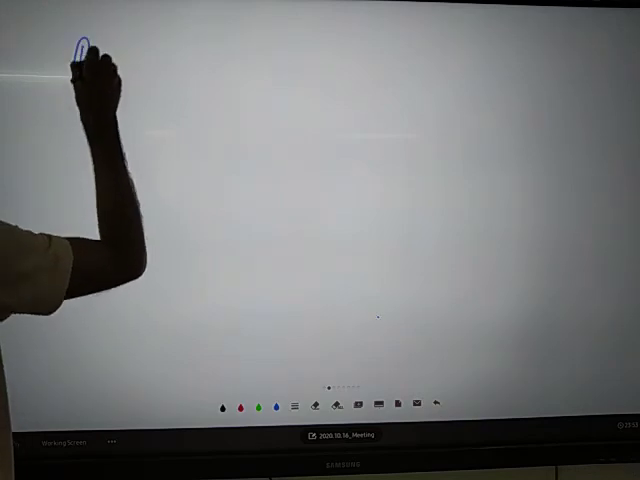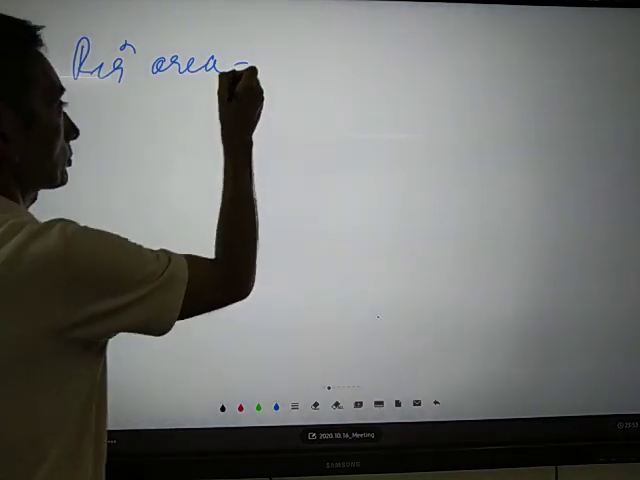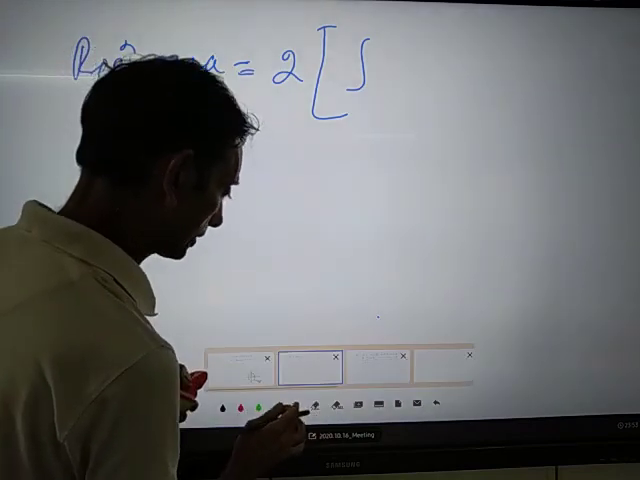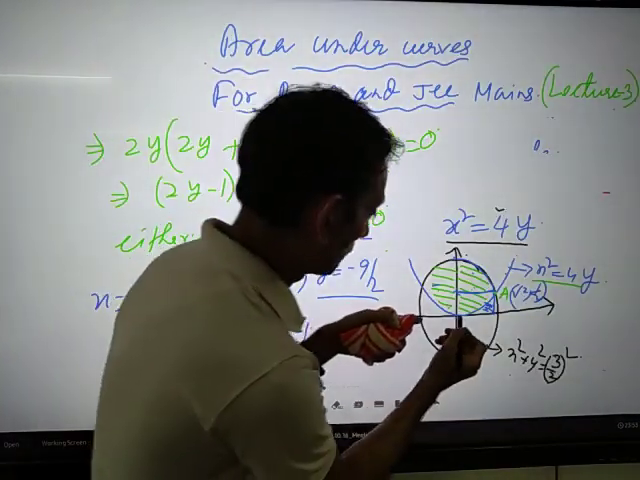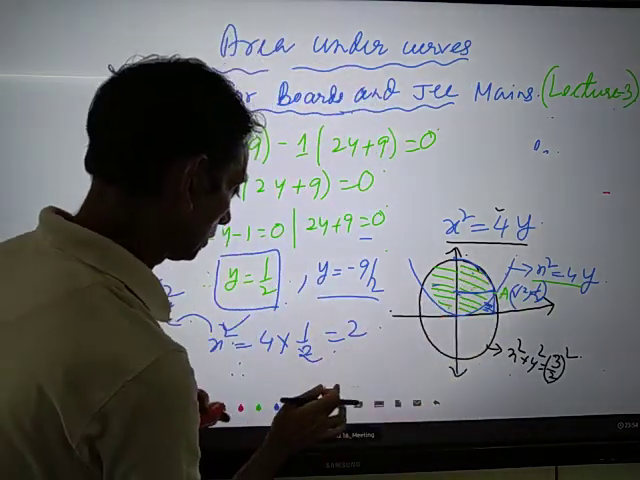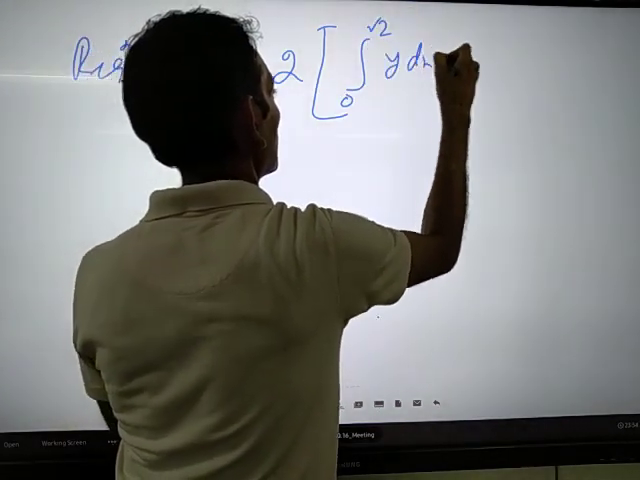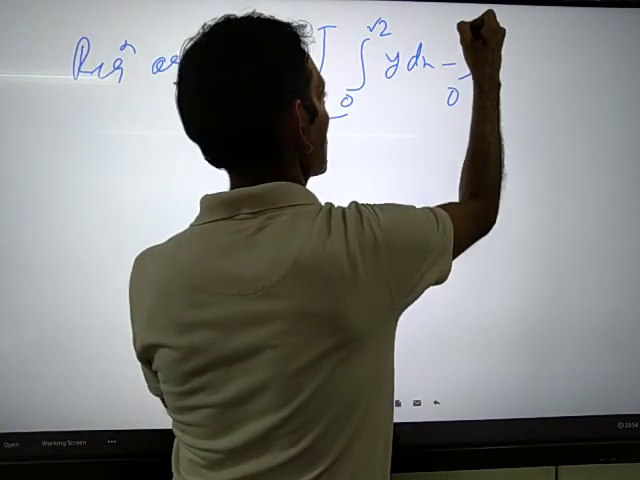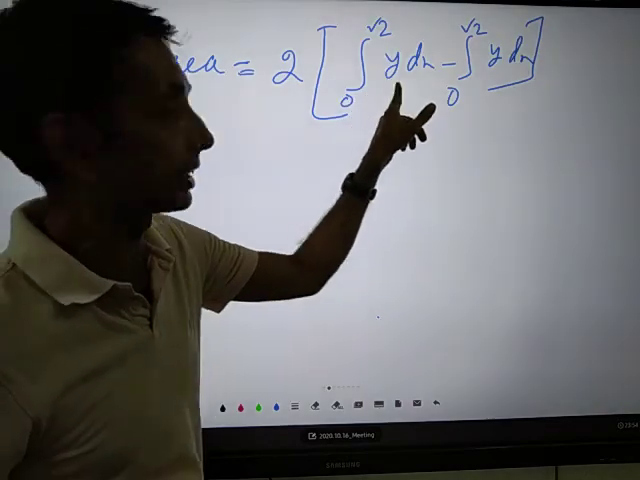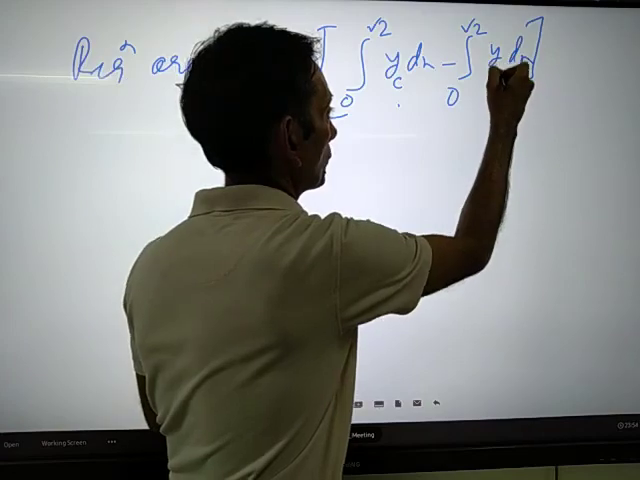So the required area. First we'll multiply by 2 and integrate from 0 to root 2, bounded by the circle, so 0 to root 2 y dx, then again from the same limits 0 to root 2 y dx. Now let us try to understand what this y is. This y stands for the circle and this y stands for the parabola, fine.